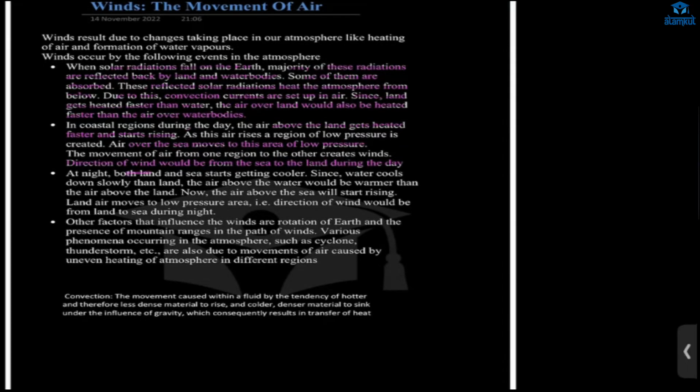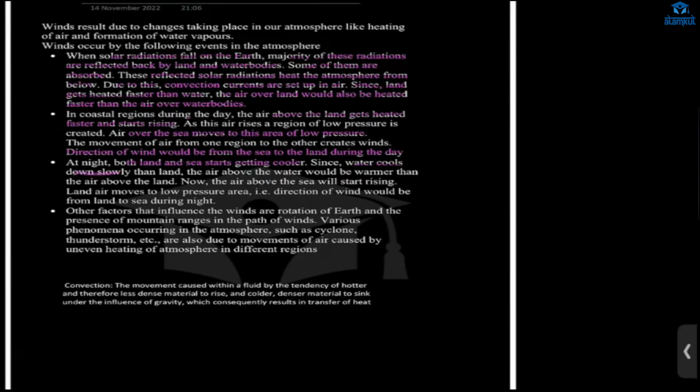At night, both land and sea will start getting colder, but water cools down more slowly than land. The air above the water would be warmer than the air above the land. Now the air above the sea will start rising. So because of that, air from the land moves to the low pressure area. So the direction of wind would be from land to sea during night. During day, it will move from sea to land, and during night, from land to sea.